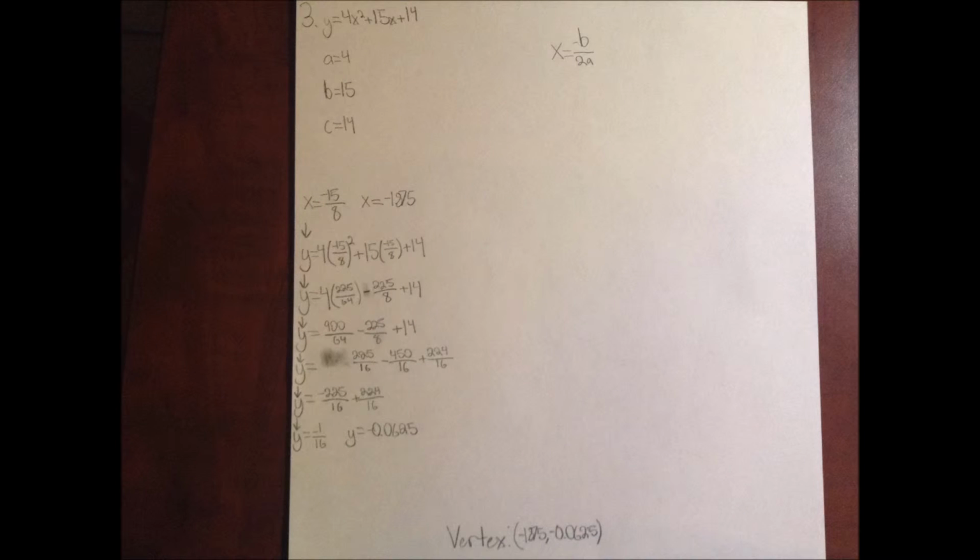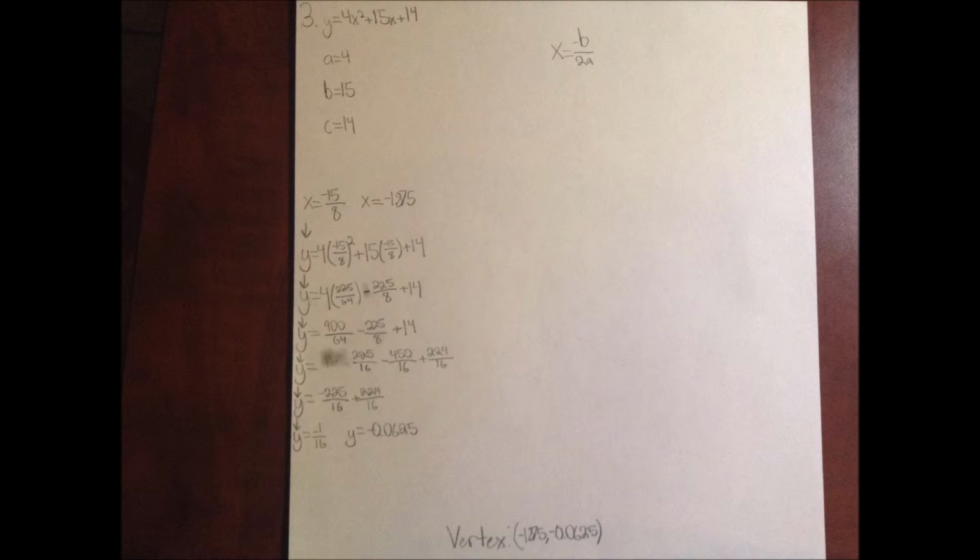Alright, for our final problem, we are going to solve y equals 4x squared plus 15x plus 14. As always, we're going to list our A, B, and C values, which are A equals 4, B equals 15, and C equals 14. We're also going to list our x formula, which is x equals negative b over 2a. Now let's start solving.